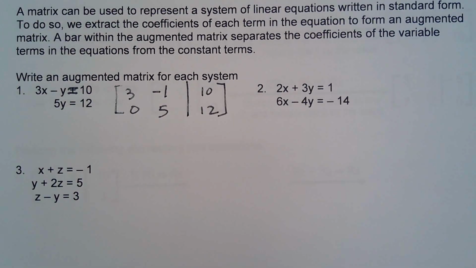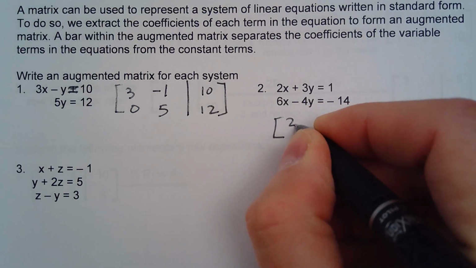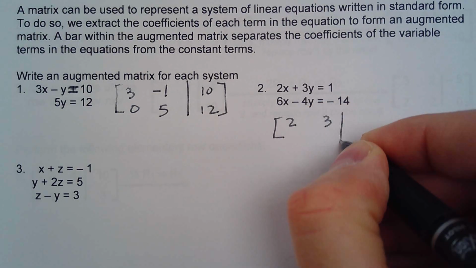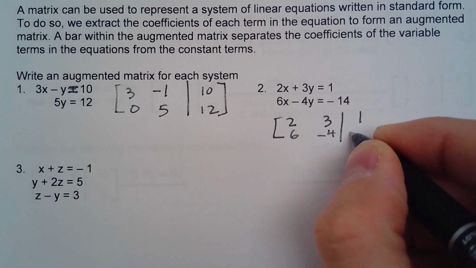We'll do the same thing for the second one. 2, 3, going to draw my line, 1, 6, negative 4, negative 14.